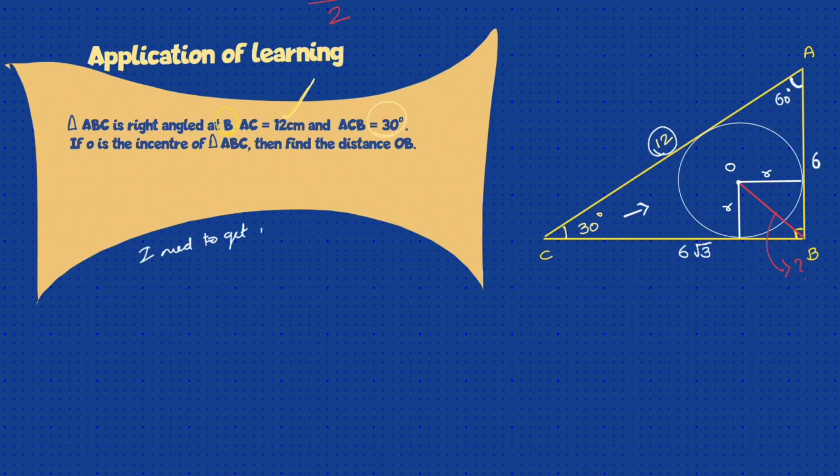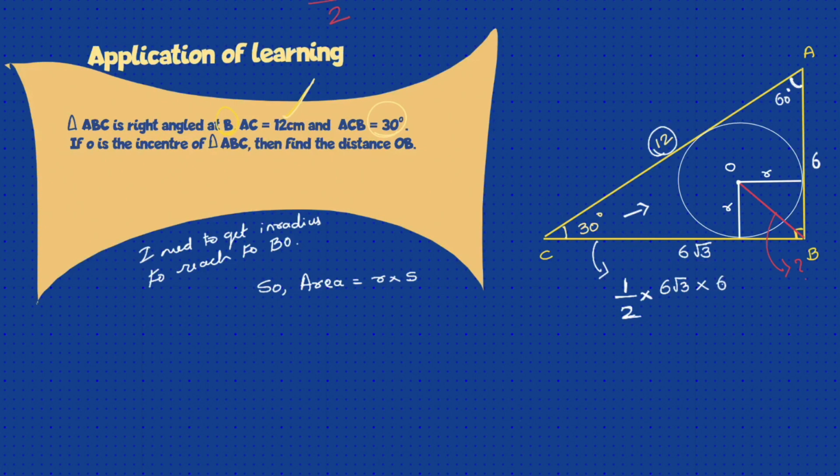Now what do I need? I need OB. OB I can get if I can get the inradius. If I can get the inradius, I can apply 45, 45, 90 because I know there is a square being formed there. So all I need to do is get the inradius. Where can I get the inradius? In the formula of area. We have learned area is equal to R into S. So I need to get it by this.